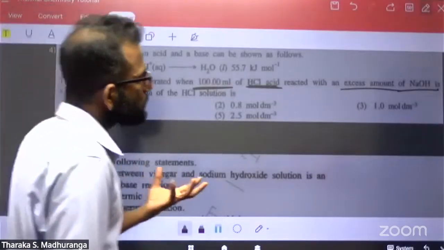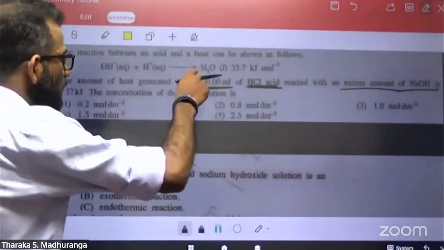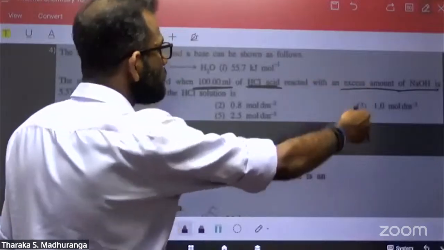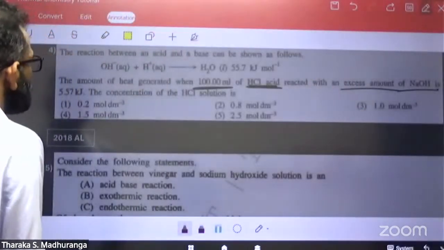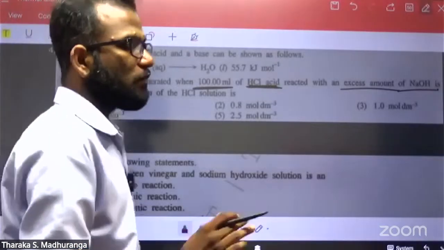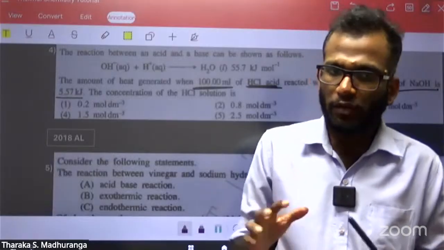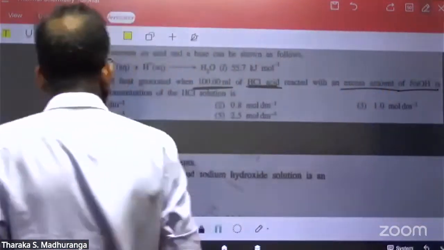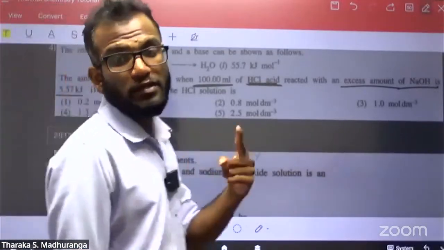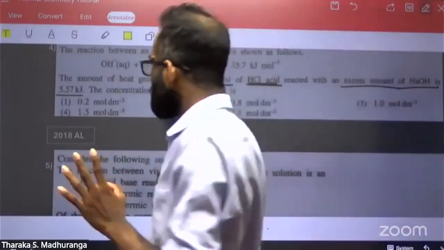Then, the amount of heat generated when 100 milliliter of HCl acid reacted with an excess amount of sodium hydroxide is 5.57 kilojoule. That's the quantity of heat, Q. The concentration of the HCl solution is being asked, not the heat of reaction. Okay, how to do this question?